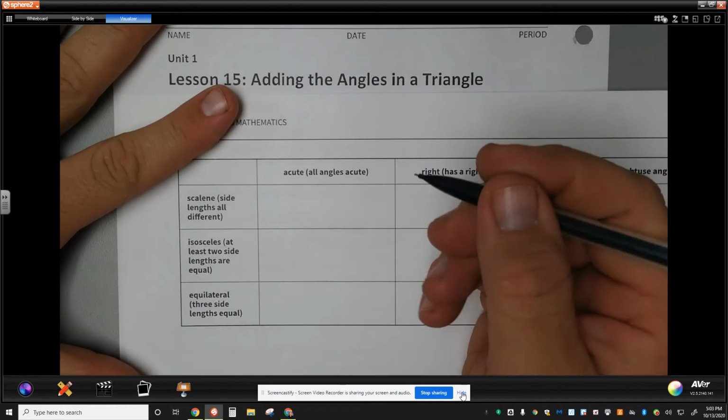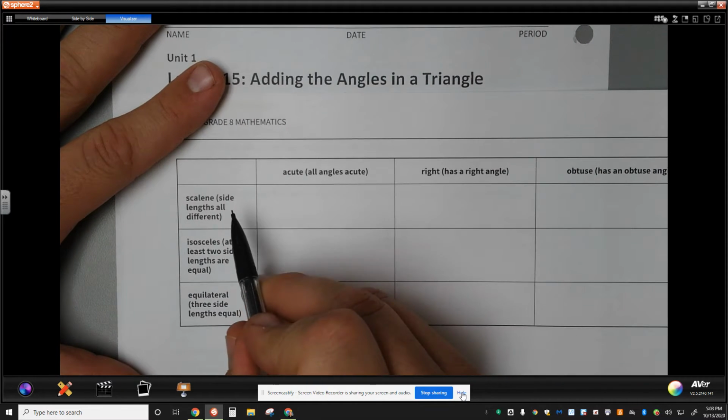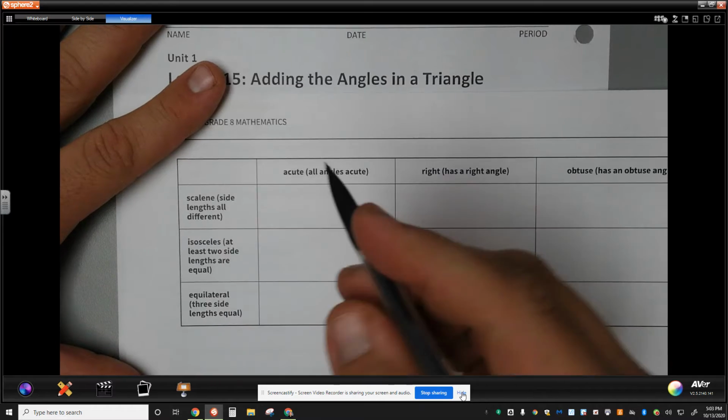So very first thing, tell me what you think a scalene triangle is. Here we go with the scalene triangle. We're supposed to draw an acute scalene triangle. We see that a scalene triangle has side lengths that are all different.